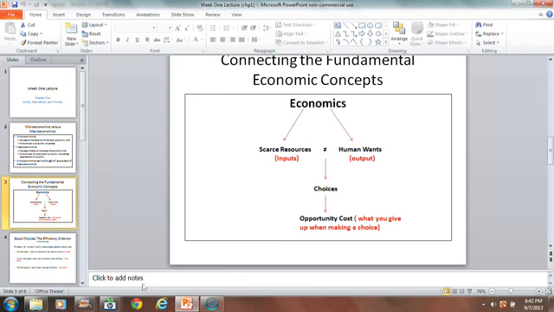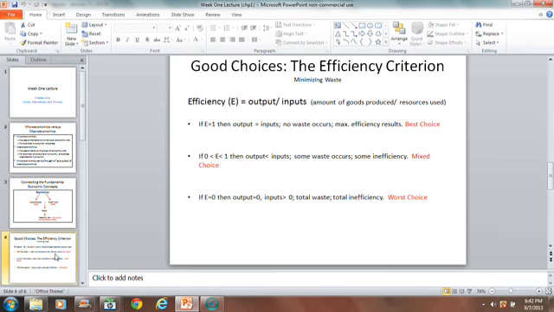Now, going back to choices, there is some criterion that we use to identify good choices, and that criterion is called efficiency. One of the fundamental concepts that will run through this course is the concept of efficiency. I can define it simply as the ratio of outputs to inputs. So we take inputs, try to transform them into output, and how effective we are at doing that says a lot about our efficiency.